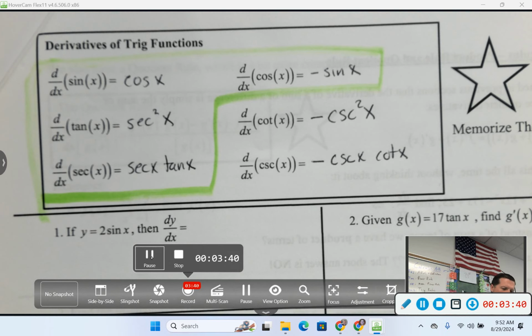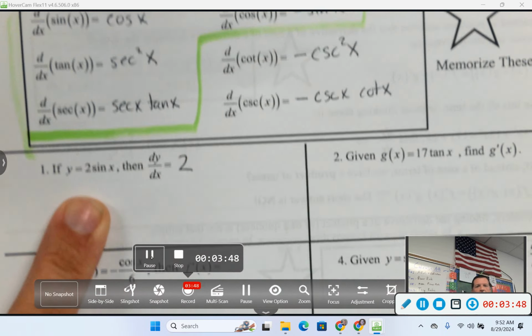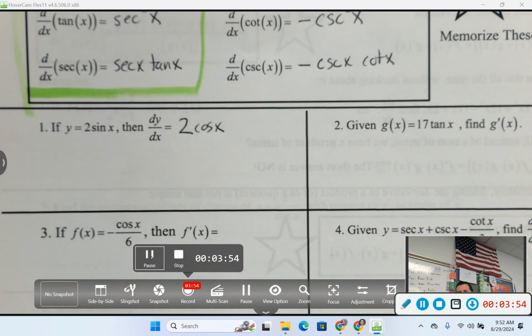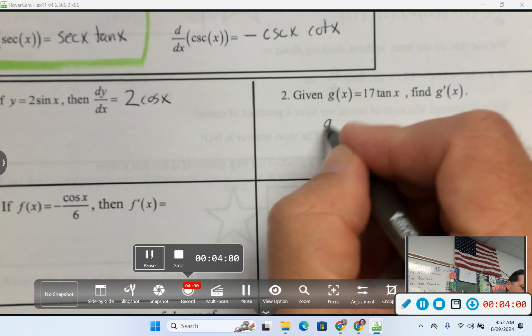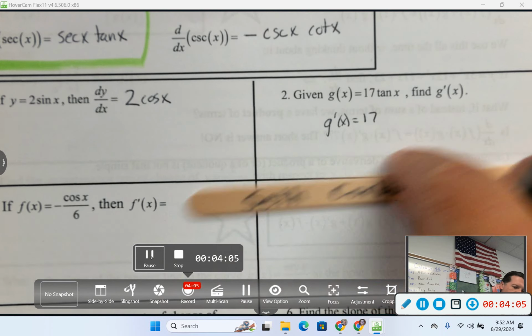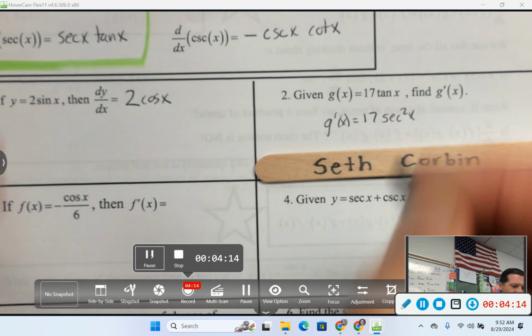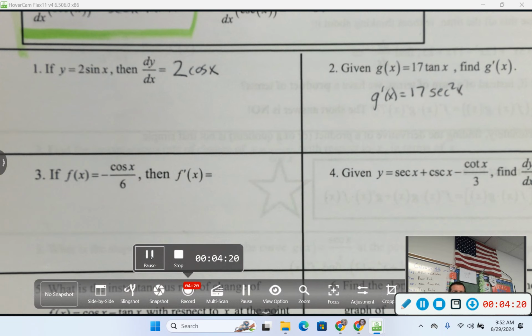Okay, so number 1, if y equals 2 sine x, then dy/dx is, so the 2 is still there, and the derivative of sine is cosine. That's it. So number 2, g prime then, the 17 is still there, and now I do want to call on some people. Seth, what's the derivative of tangent? Secant squared. And right now, you may still be just looking up at the top, and that's okay, because even the process of writing them down multiple times will help them stick in your brain, we hope.